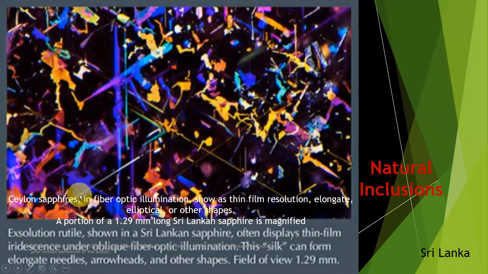Now come to here, Sri Lanka. This is Ceylon sapphire. We can understand fiber optic illumination well later in lesson number 48, the illumination methods we are using. Under the fiber optic illumination, we can see this photo. It is like thin film resolution, elongate, elliptical, or other shapes. There are a lot of shapes. All are natural inclusions. When it is cooling, 35 million years ago, it happens. A 1.29 millimeter long Sri Lankan sapphire is magnified here.